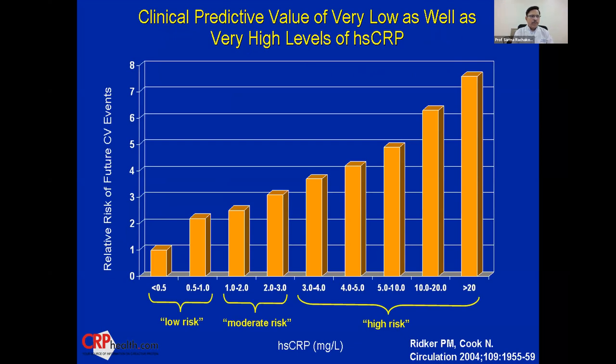Clinical predictive value of very low as well as very high levels of HSCRP. You see on the left side, if the HSCRP is less than 1, the risk is very low. If the HSCRP is more than 10 or 20, the risk is very high. Intermediate is moderate risk. That's why the classification of low risk, moderate risk, and high risk has come based on the studies only.